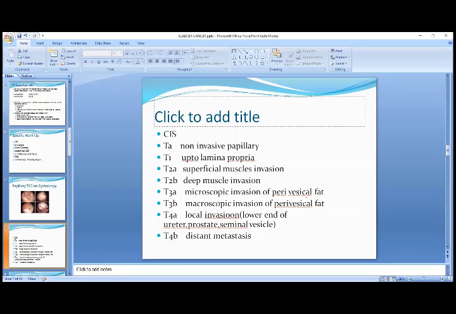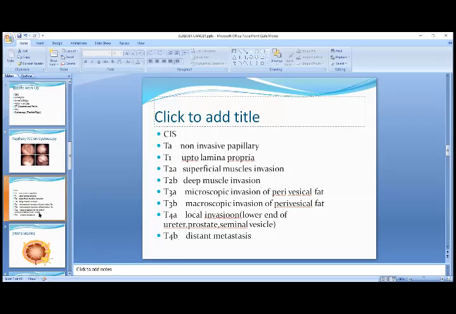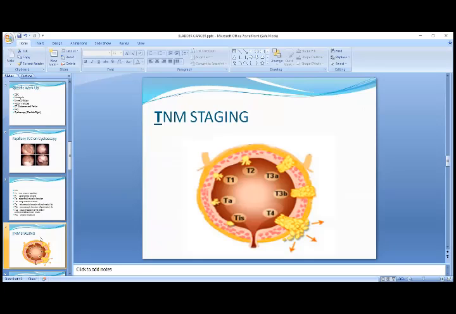T3B is the macroscopic invasion of the perivesical fat, whereas T4A is the local invasion of the lower end of the ureter or prostate or seminal vesicle. So T4A is the locally advanced tumor which has captured either the lower end of the ureter or the prostate or the seminal vesicle, whereas T4B is the tumor which has got distant spread. It means it has spread into the distant organs.